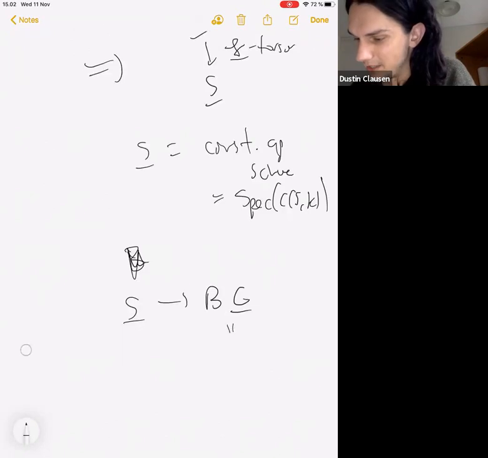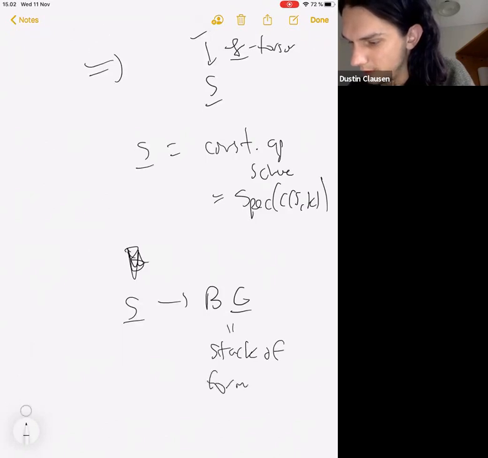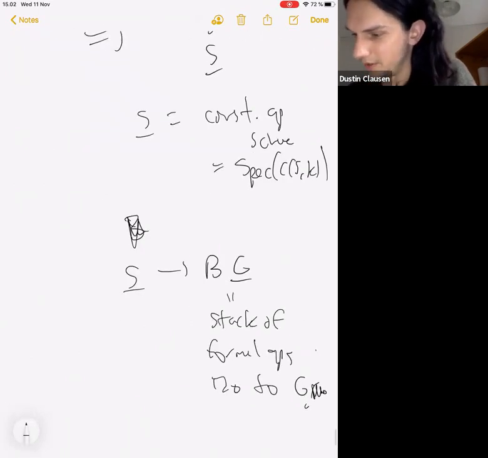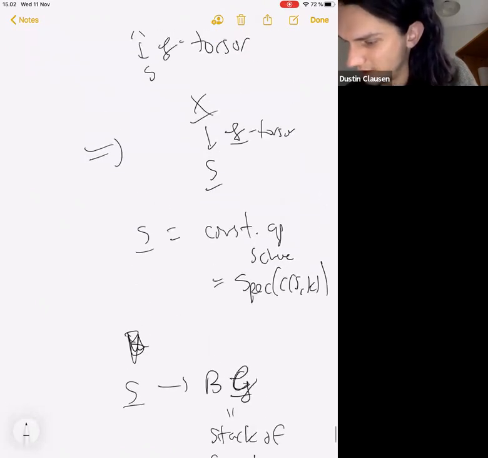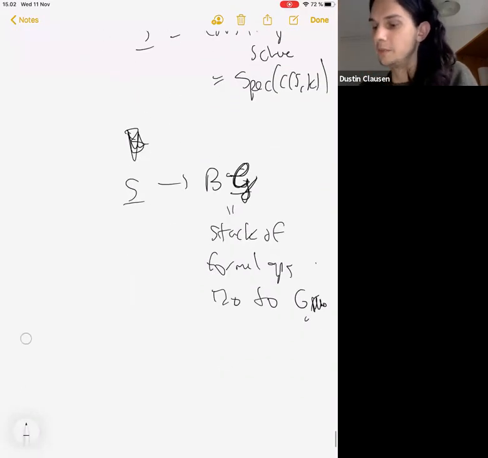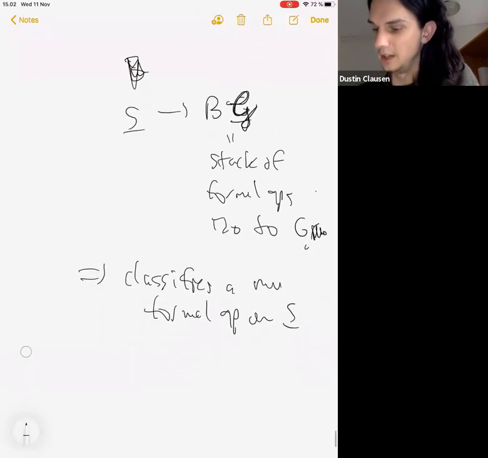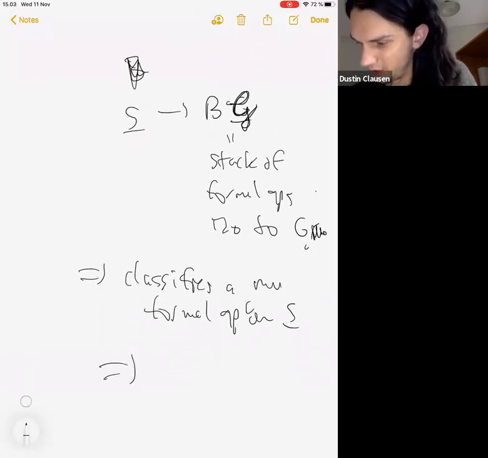But this is the same thing as the stack of formal groups isomorphic to our original G. Oh no, sorry. Yeah, this should be script G here. I knew I was going to get into a lot of trouble with this. So in particular, this classifies a new formal group on S, which gives a new Morava E theory. Let's call this G prime. So then we get a Morava E theory for continuous functions on S with values in K, and then this G prime.